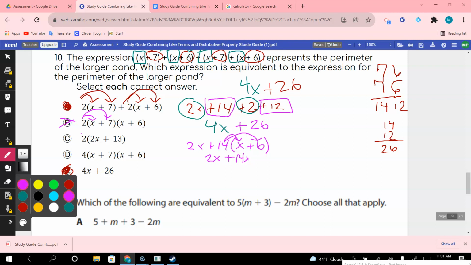Okay. C, 2 times 2x would be 4x. And 2 times 13 would be 26. So plus 26. So that one is correct. And then D is the same kind of issue that B was. 4 times x is 4x. But if you notice, we still have this other x, and there's nothing negative, so it's not going to take it away. And that's as much as we could have on x. So D is not a correct answer either.